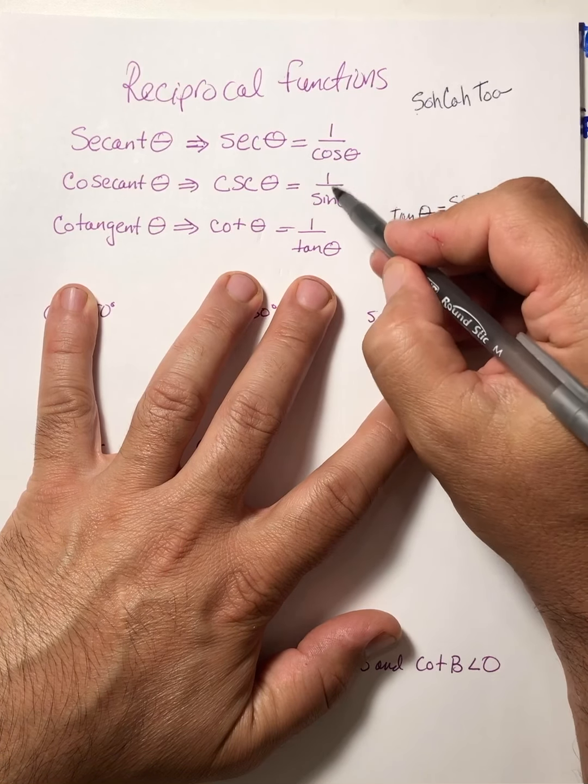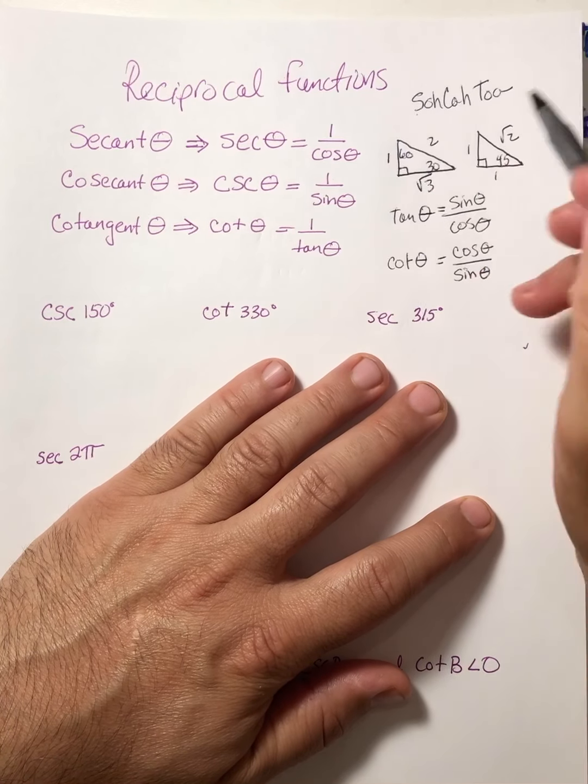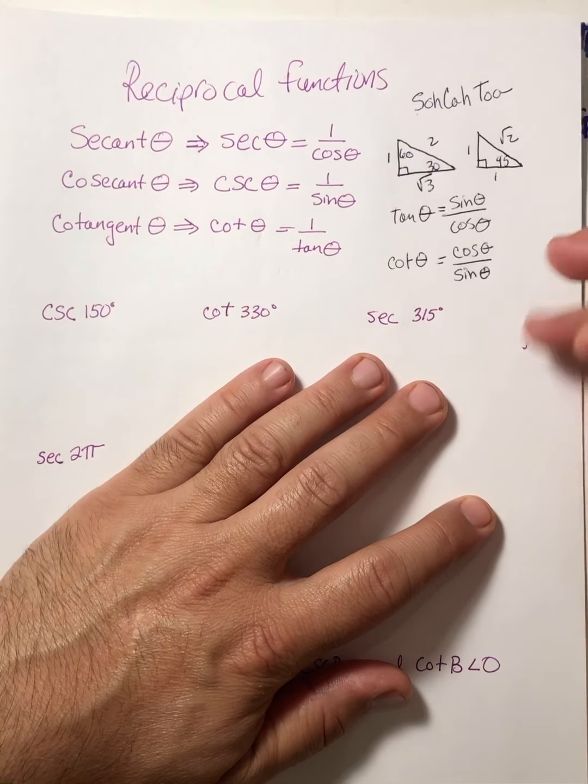Answering these questions, we have exact values, so 150 degrees, 330 degrees. We have to know our triangles. Remember our 30-60 triangle, so 1, 2, radical 3, and then the 45, 1, 1, radical 2. So if I have the sine of 30 degrees, 1 over 2. And then we can do all of our work from there.